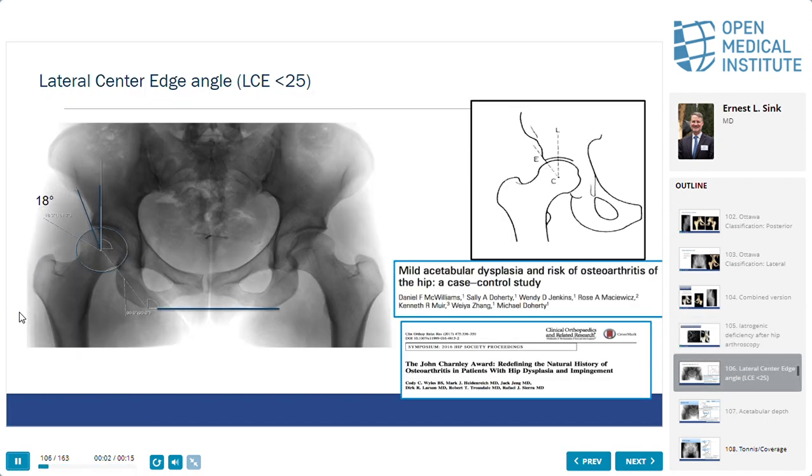So here's how we measure the lateral center edge angle. Circle around the femoral head. We want to create a perpendicular. And then we measure right there. And we know anything under 25 has a potential for osteoarthritis.